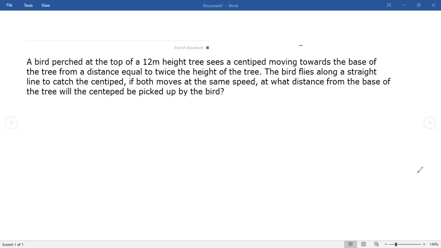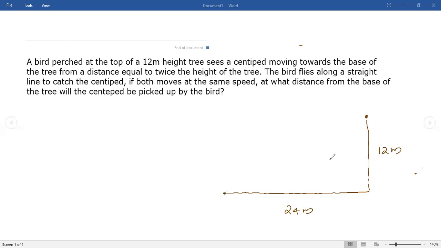Okay, just look. There is a 12-meter height tree, right? This is that 12-meter height tree. At the top of the tree, there is a bird. At the base of the tree, there is a centipede. The bird is looking at a centipede, right? That centipede is located 24 meters away from the tree. So here you can see the centipede. Centipede is here and bird is here.